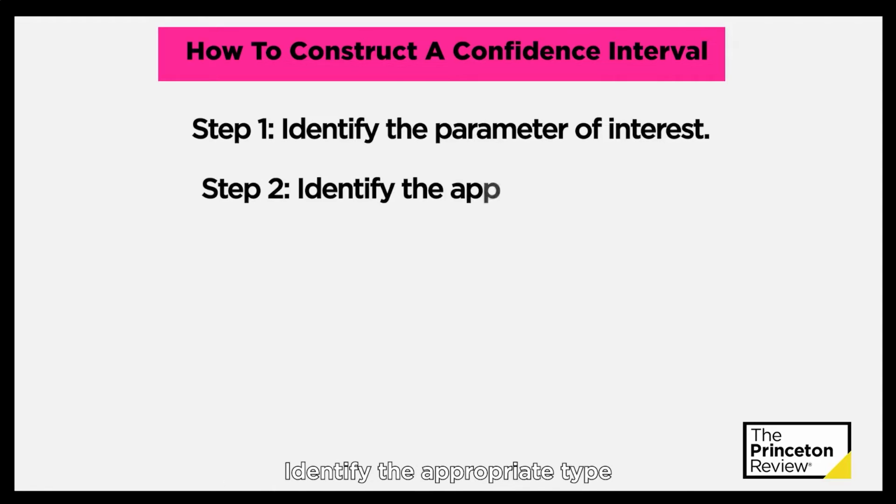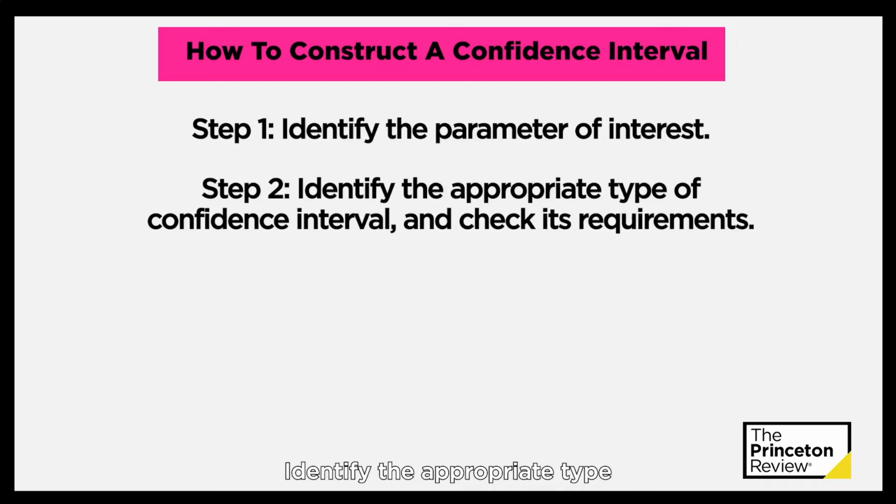Step number 2, identify the appropriate type of confidence interval and check its requirements. In this step, you should give the correct name of the formula for the type of confidence interval that you've selected.